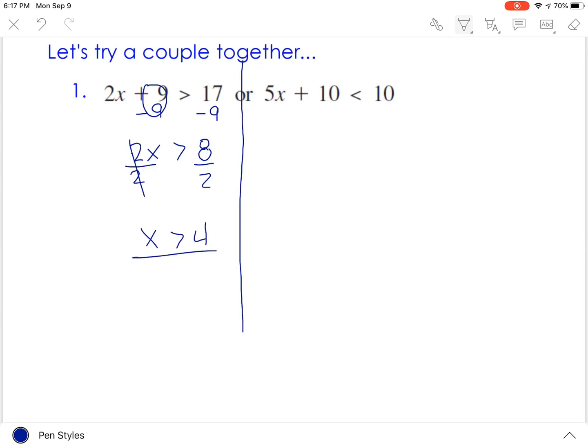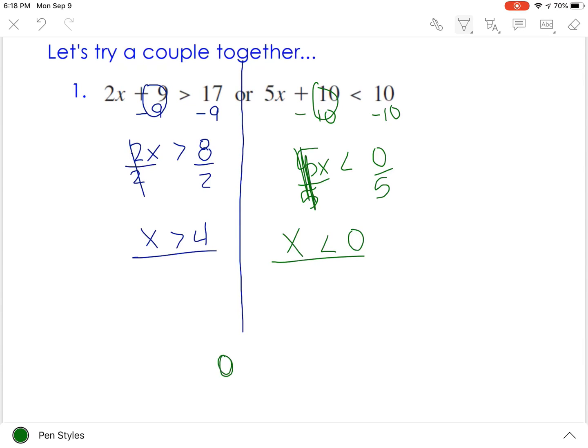Now let's go over and look at 5x plus 10 is less than 10, and we're going to solve this one. Subtract 10 on both sides. Well, we get 5x is less than 0. 5 times x is less than 0, so we're going to divide to isolate x. X is less than 0. That's the second half of our answer.